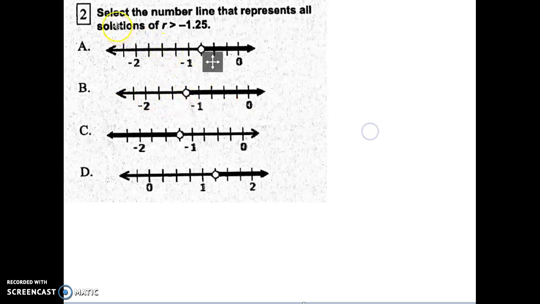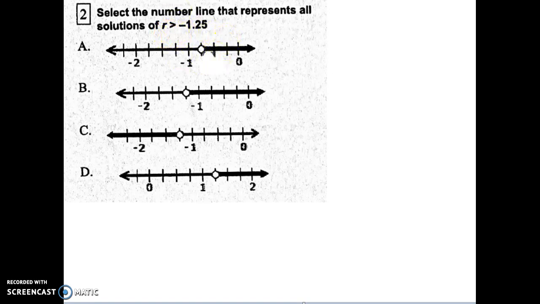Number 2 says, select the number line that represents all solutions of R is greater than negative 1.25. I'm going to erase this second. This is the end of the sentence, but I'm just going to erase that dot because people might get confused here. Select the number line that represents all solutions of R is greater than negative 1.25.